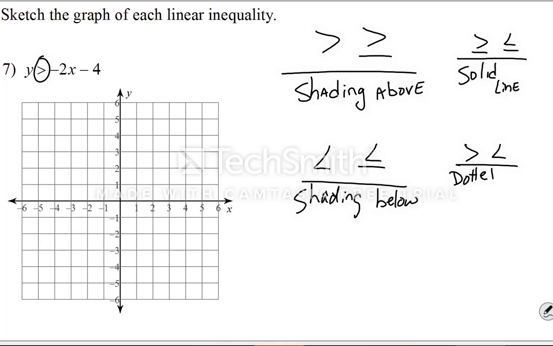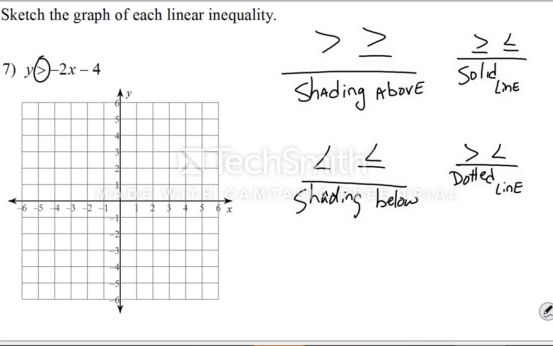The reason we have dotted lines is because the graph that you would draw is not a solution to that inequality. So that's why it's dotted. It doesn't represent a valid solution. A solid line represents a valid solution. That is why it's solid.